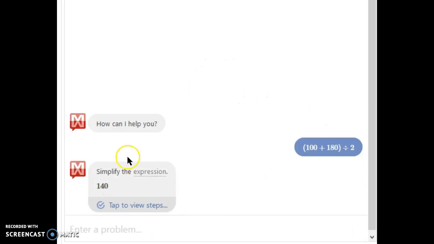There we go, we have 140. Now that is our y value. This is what we use to get our x value.